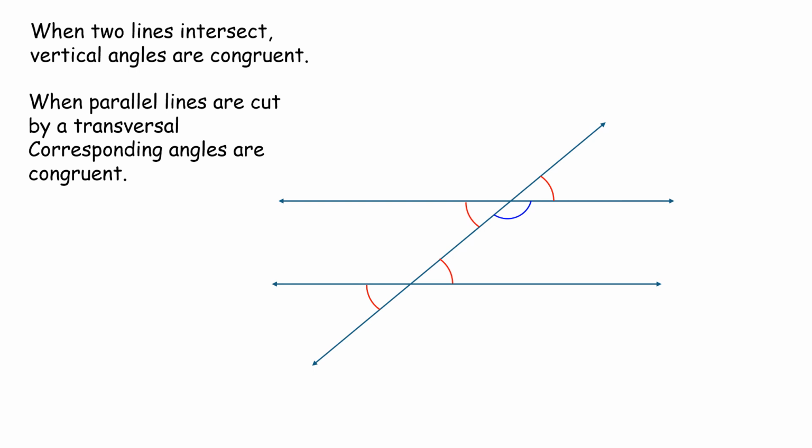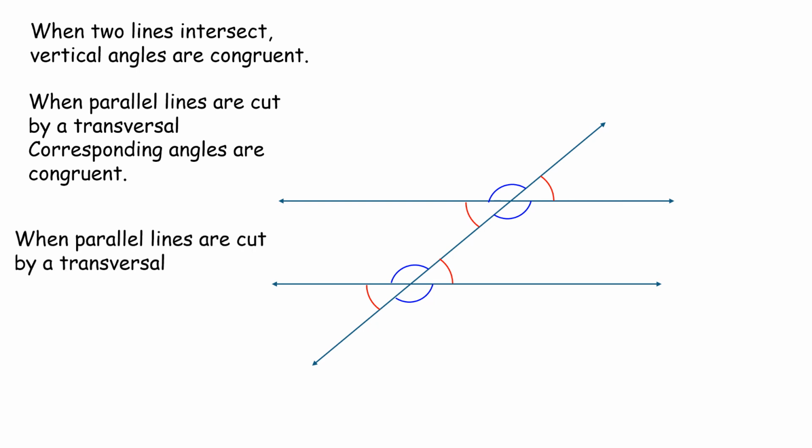This blue angle is going to be congruent to that blue angle, because they're both above the parallel line and to the left of the transversal. This blue angle is going to be the same as this blue angle, because they are both below the parallel line and to the right of the transversal. Corresponding angles are congruent. Now, one more thing.